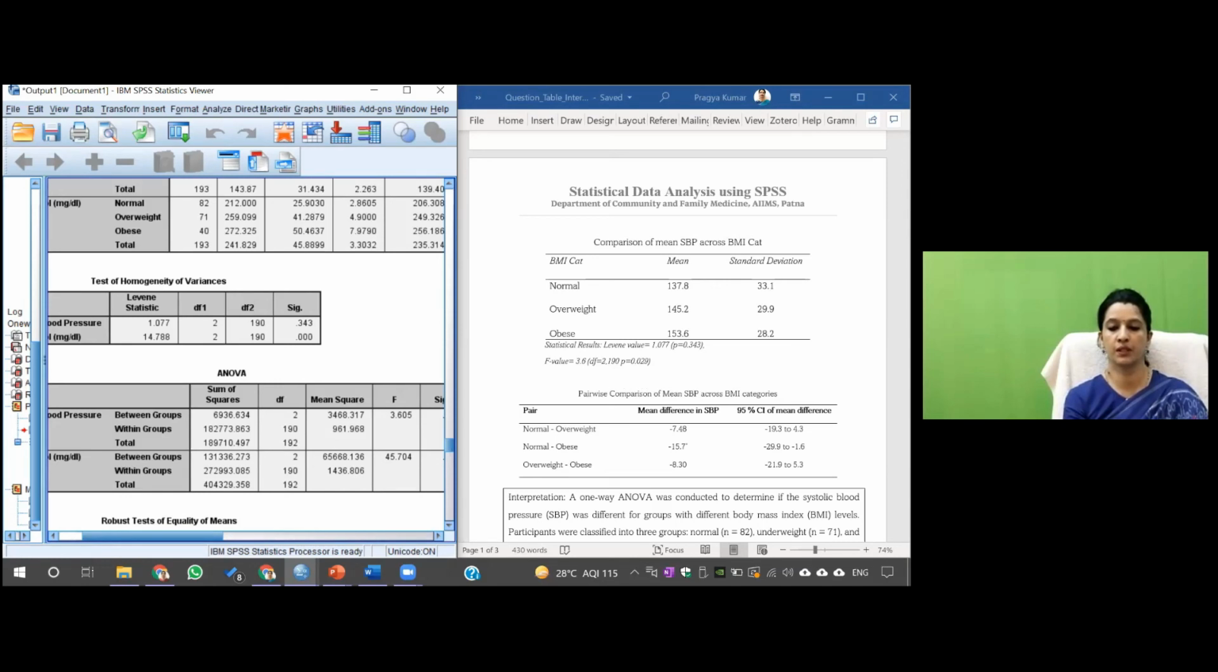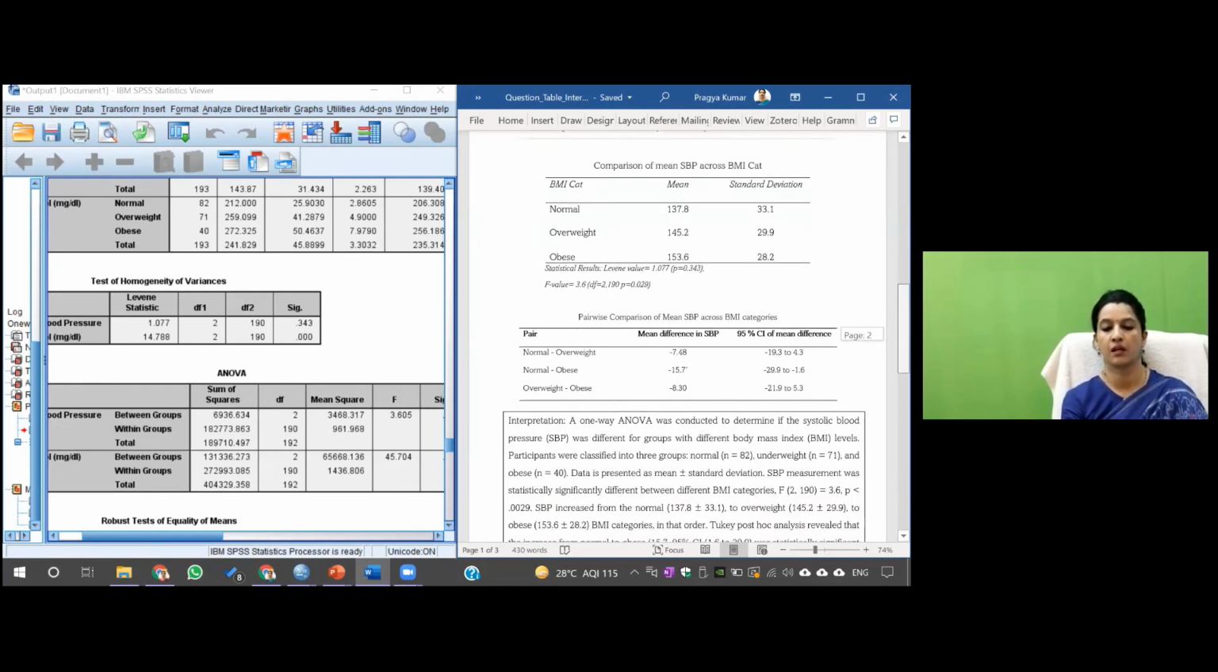Similarly, if you go to the systolic blood pressure pairwise comparison, you can see that we have given the mean difference of normal overweight, normal obese, and overweight and obese. These are in the negative sign, but you can make it positive. Ideally, you should make it positive, just to show.